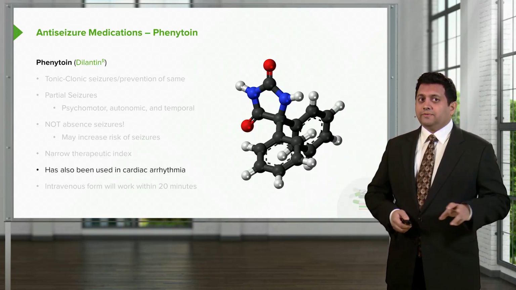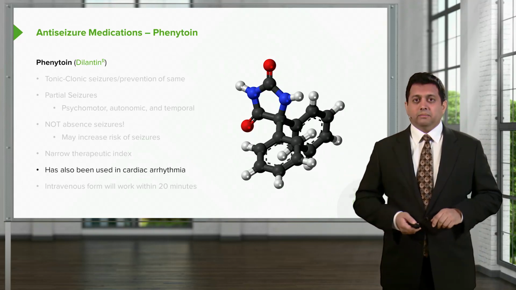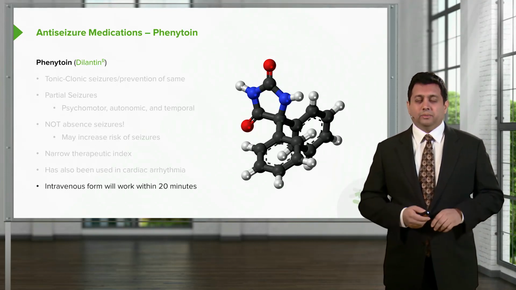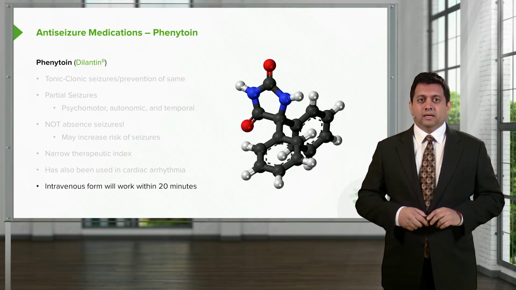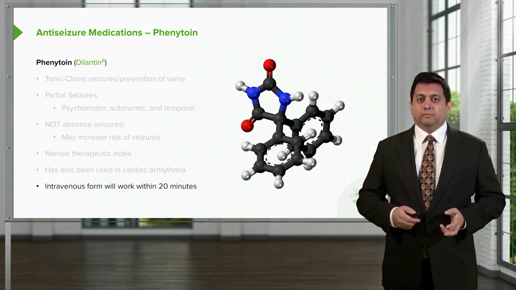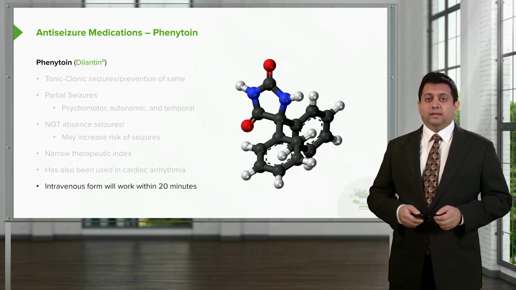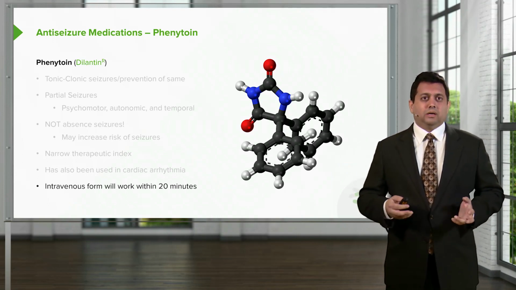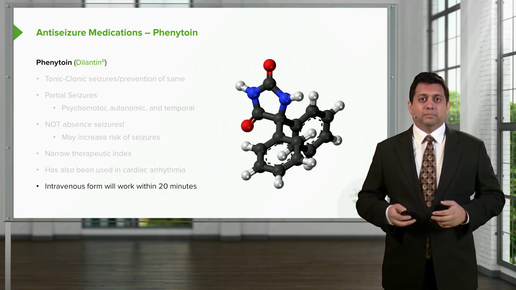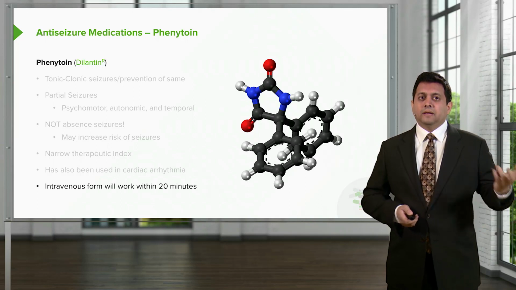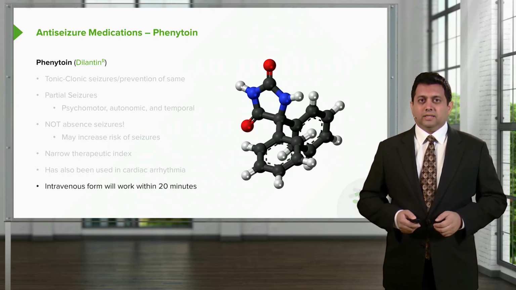Now, we do use phenytoin in cardiac arrhythmia, although that's not as common with the advent of some new drugs. There is an intravenous form, and that form will work within about 20 minutes. So for long-term seizure control in a person who's in status epilepticus, we can use phenytoin intravenously.